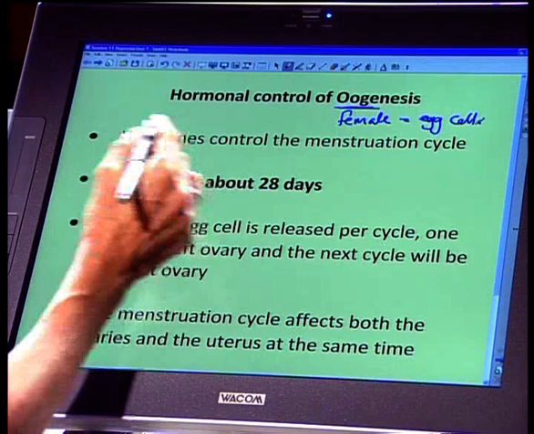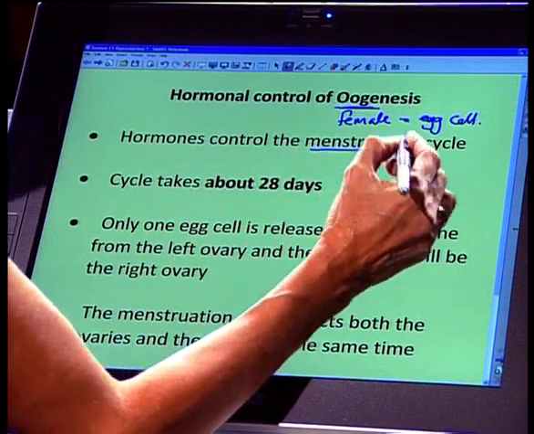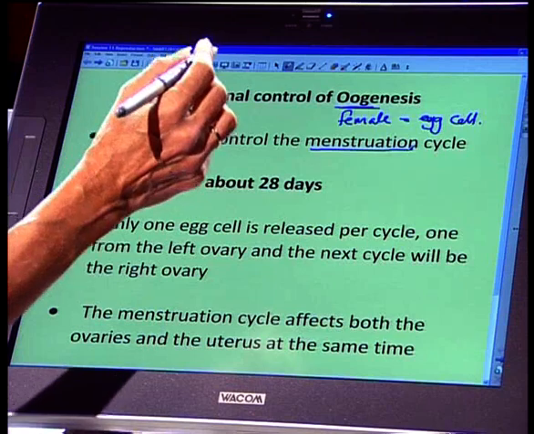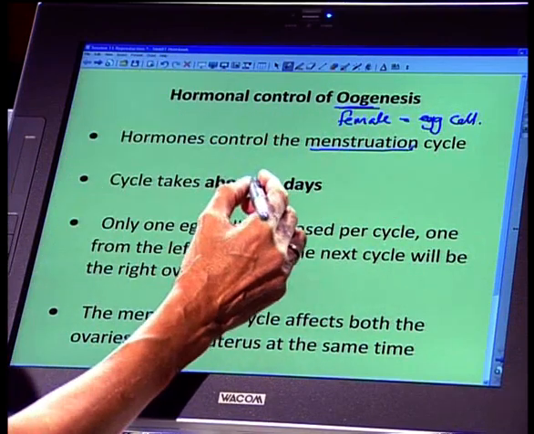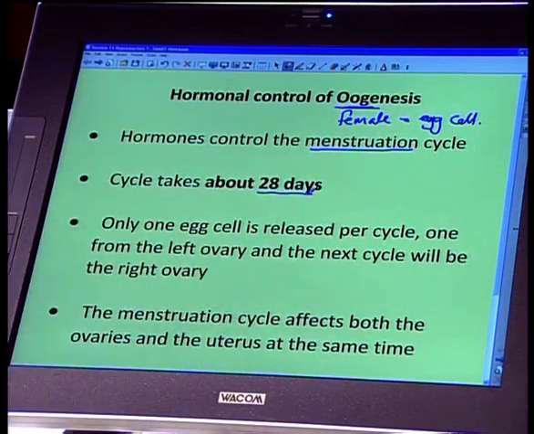First of all, hormones control the menstruation cycle, and that is the cycle that we are going to be working on here. What is the menstruation cycle? Well, it takes 28 days. 28 days for the cycle to occur. Now, in some females, it could be 25 days. In others, it could be 27 days. And in some, it's 28 days. Very rarely is it longer than 28 days, unless you are very, very stressed.